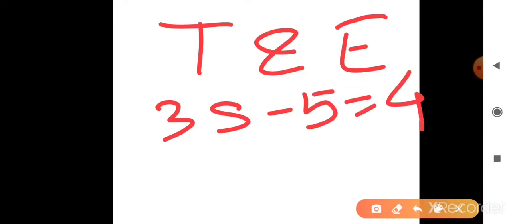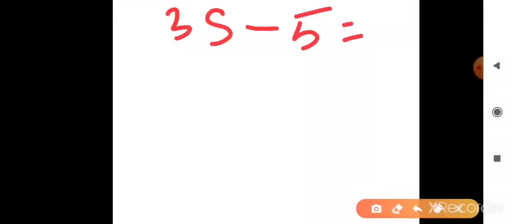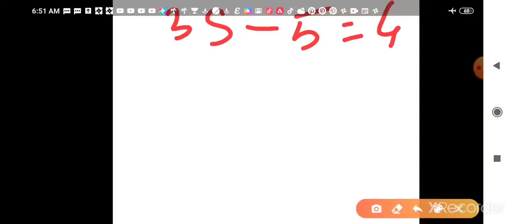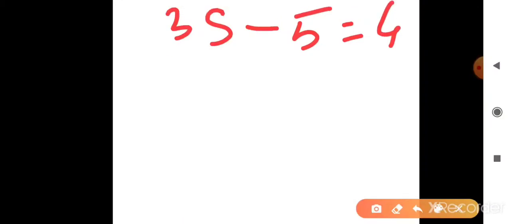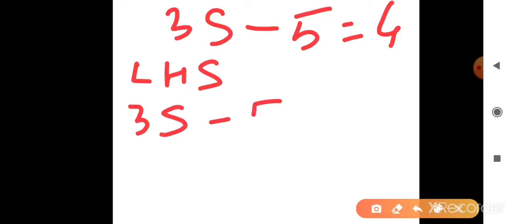And how can we do that? Let's see. First of all, I'm going to write down the equation, which is 3s minus 5 equal to 4. Now, this equation needs to be divided into two parts. One is the left hand side, another is the right hand side. So we will start with the left hand side first: 3s minus 5. You can assume the value of s to be 0. So let s be 0.